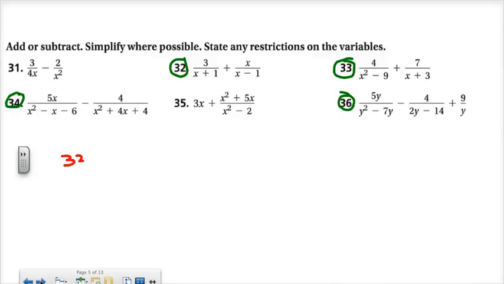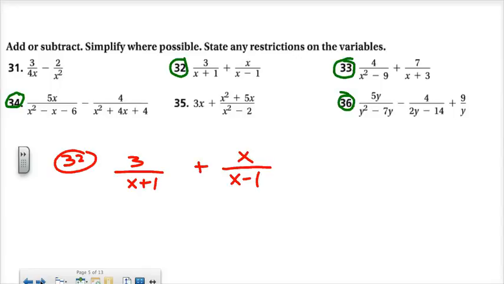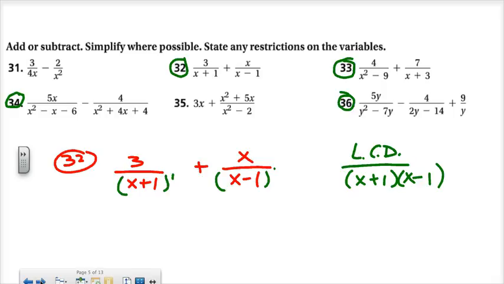So for 32, we need to state the restrictions, and we'll be able to do that once we figure out what that least common denominator is. And we don't have any factoring that we can do here, so that means that both pieces are going to be part of our LCD. Remember, everything has to be there and to its highest power. Well, both of these are to the first power, so that's the highest power.